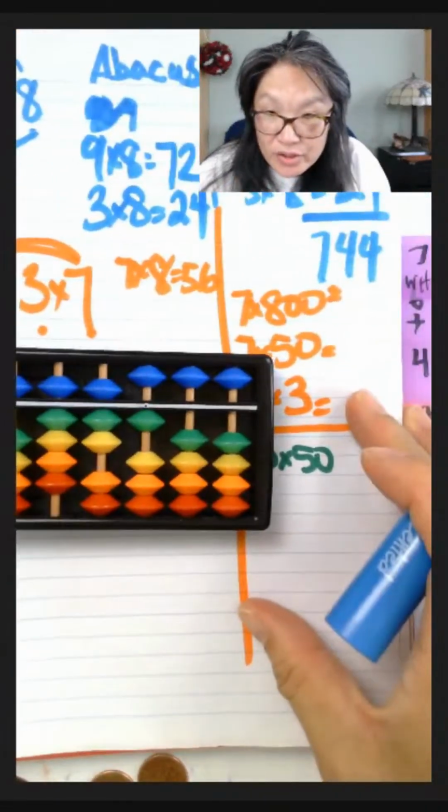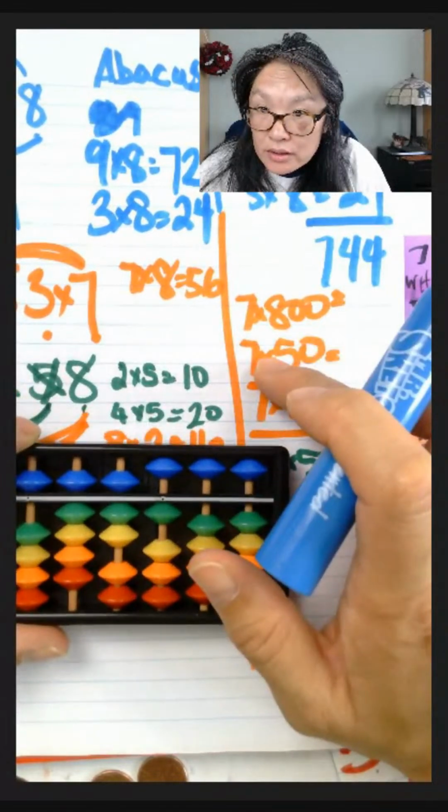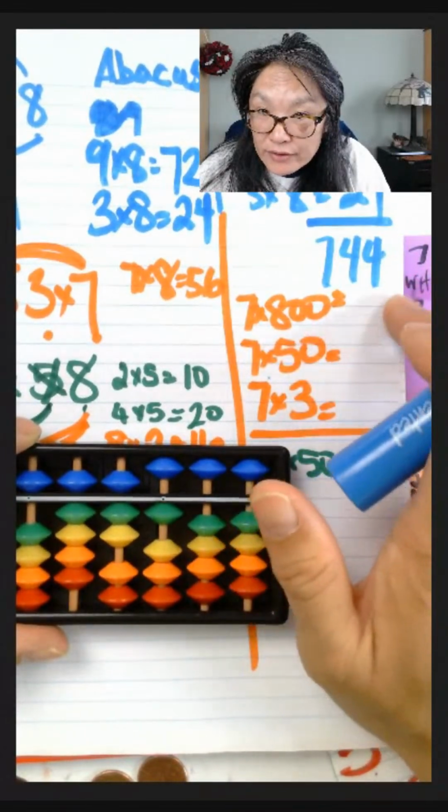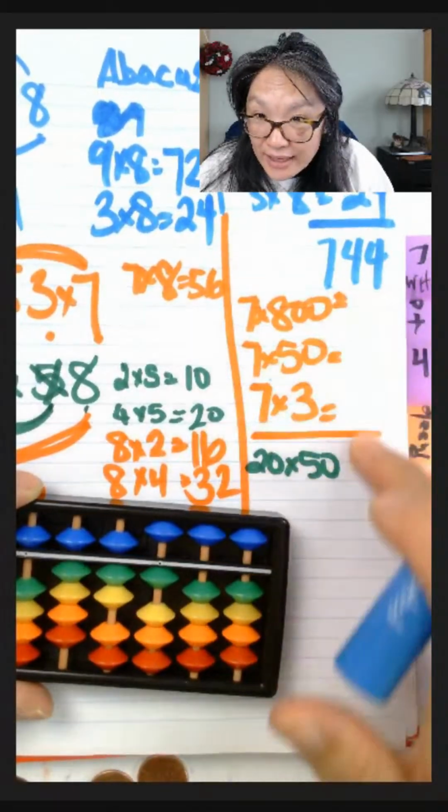Yeah. But in mainstream math, what happens? They do this. 7 times 800, right? And then they have to write it out. 7 times 50. And they write it out. And then they have to add it all together.